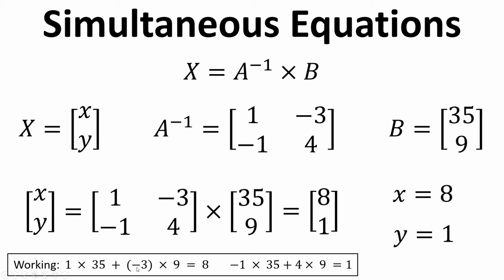Now just to show you the working for this 8, 1, it's 1 times 35 plus minus 3 times 9 equals 8. So 1 times 35, minus 3 times 9 gives us the 8, and then minus 1 times 35 and 4 times 9 gives us the 1, and that is how we can solve simultaneous equations using matrices.